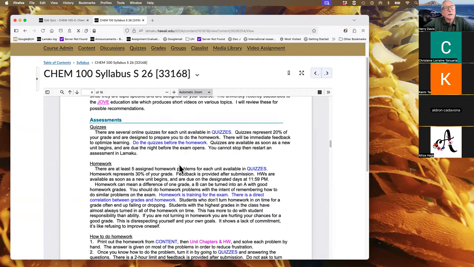So with assessments, we have the quizzes, and I increased the quizzes to be 20% of your grade. The quizzes are very simple, and they're designed to teach at the same time as make sure you read the chapter. So I would suggest doing the quizzes before you do the homework. I don't see students do that all the time. But anyway, with quizzes, the quizzes are due the night before the exam starts.